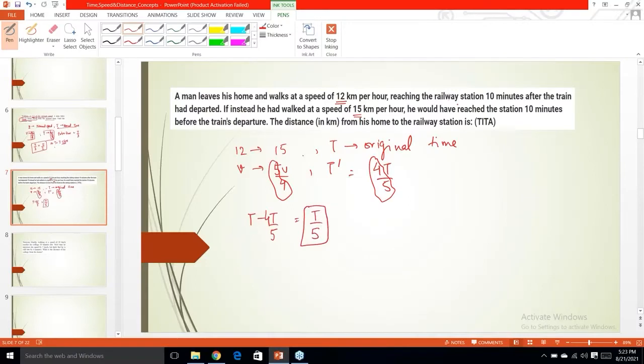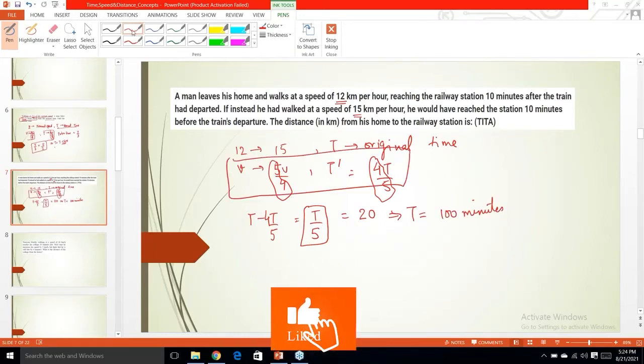But what is the time saved given in the question? Earlier he was reaching 10 minutes after the train's departure. Now he's reaching 10 minutes before the train's departure, which means that he's saving a total of 20 minutes, which means that the original time that he was taking was 100 minutes. Are you clear on this?